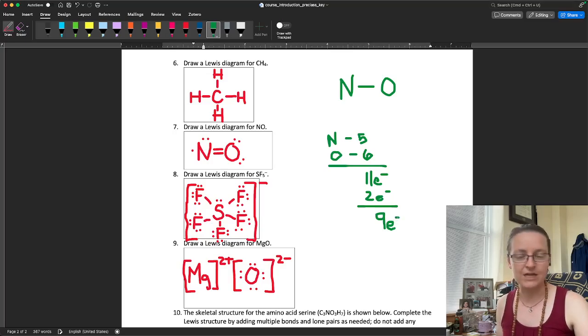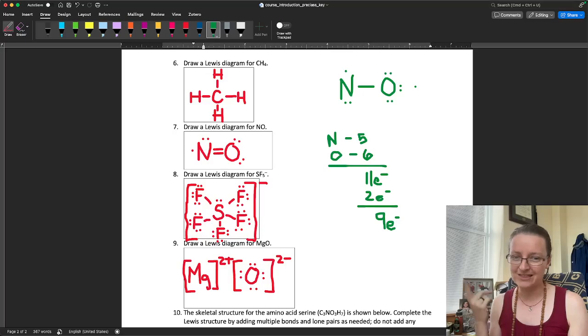And so typically what I do is I start by drawing these as lone pairs. So here's 2, 4, 6, 8, 9 electrons in total. And you can already see that this molecule is a little bit weird in that most molecules have an even number of electrons.